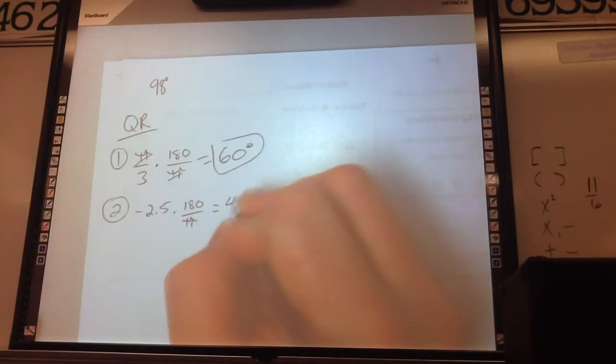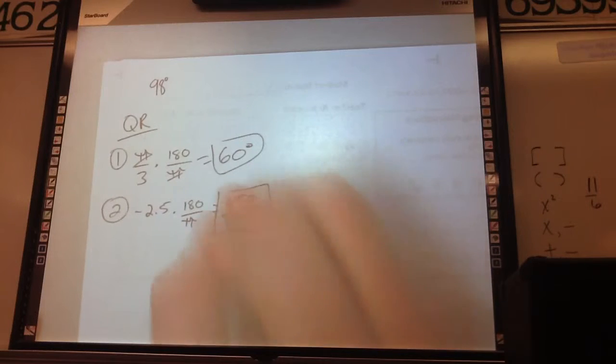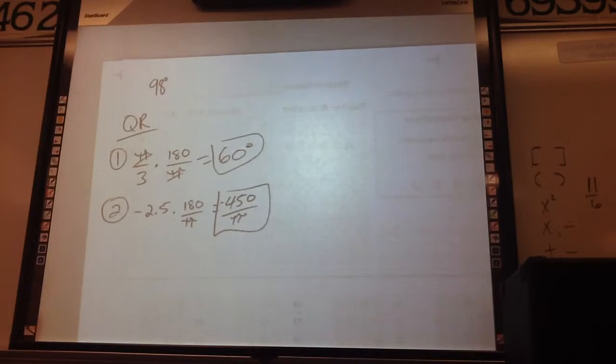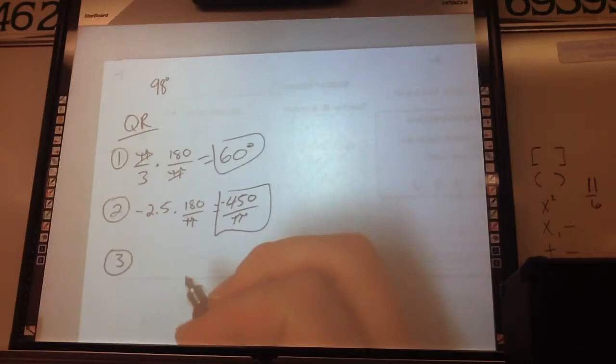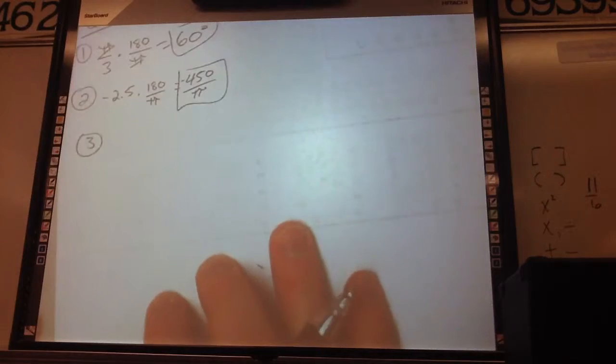Wait, can you explain? So you're multiplying only negative 2.5 times 180? Yeah. How'd you get a positive number? I didn't. Oh, it doesn't make sense. No, I answered my question. Good. Is our test gonna look like this? Absolutely not. This is ridiculously easy.